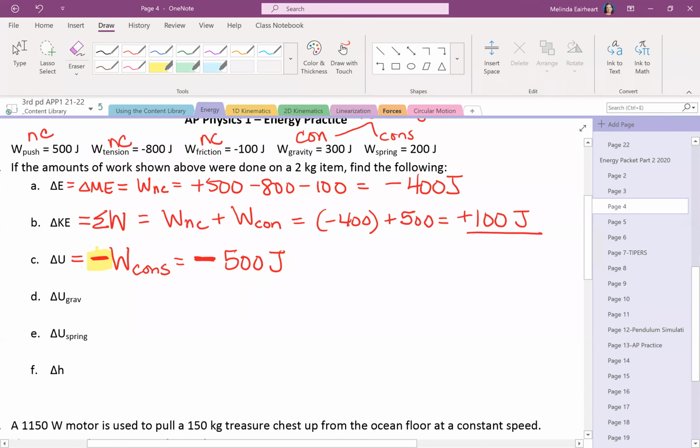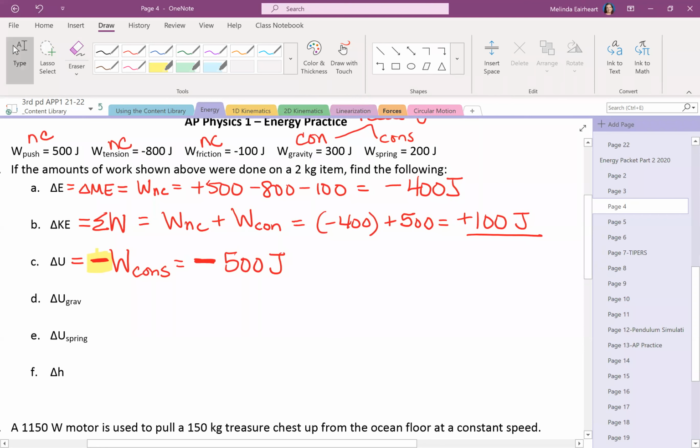And then when we break it down into just gravitation, well, now we just care about the negative work of gravity. So it would be a negative 300. So these two, D and E, it's the same procedure as part C. You're just looking at one at a time. And then the negative work of a spring, and they tell us it would be 200. So the change in potential would be negative 200.